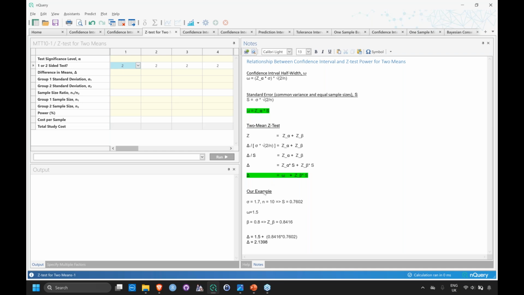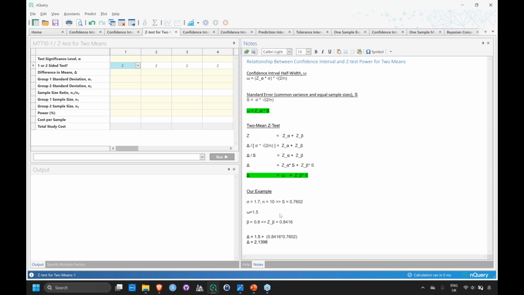And in our example, we'll be using, again, a standard deviation of 1.7, sample size per group of 10, which gives a standard error of 0.7602. The confidence interval half-width was 1.5, and we're going to target 80% power. So here the Z beta is 0.8416. If it was 95% power, it would be 1.96.